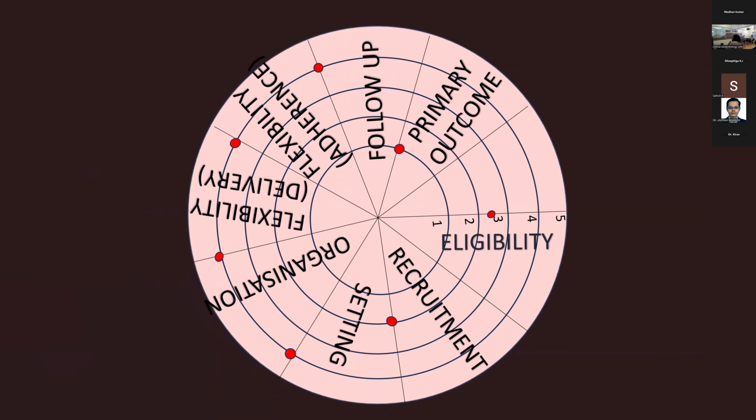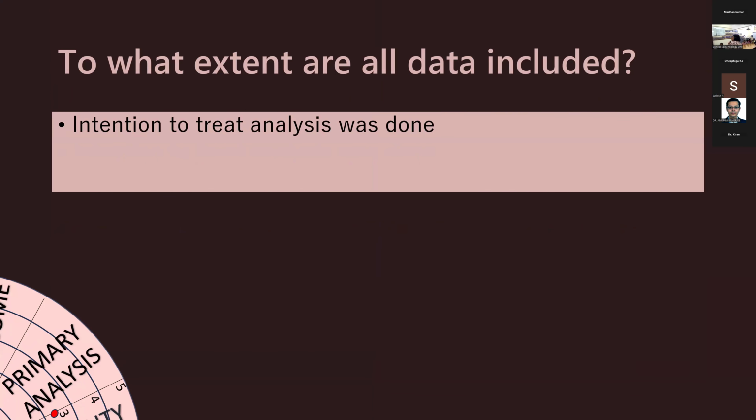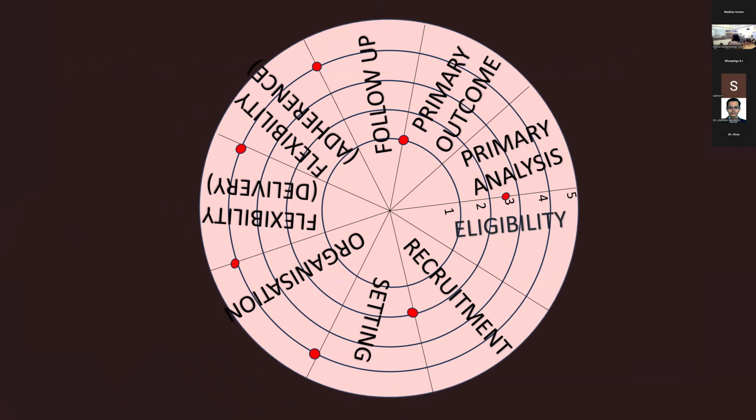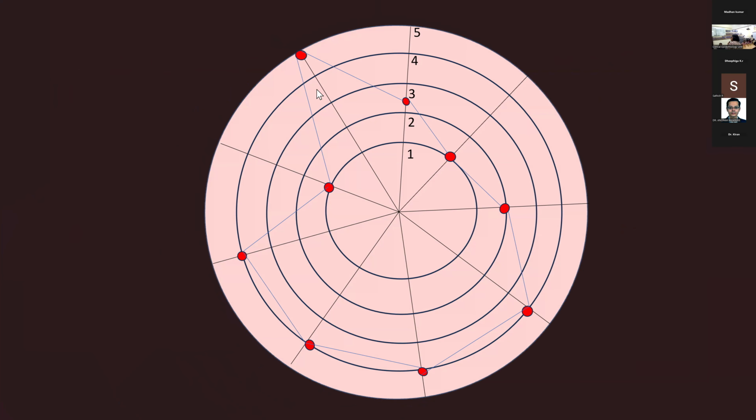So we look at primary analysis. A pragmatic trial usually does intention to treat analysis, where all the participants who were randomized are analyzed in the end. Whereas in an explanatory trial, they also perform intention to treat analysis, which will be supplemented by a per protocol analysis, restricting only to the patients who are complying with the investigation. So to what extent are all data included? Intention to treat analysis was done. So for that, I gave a score of 5.